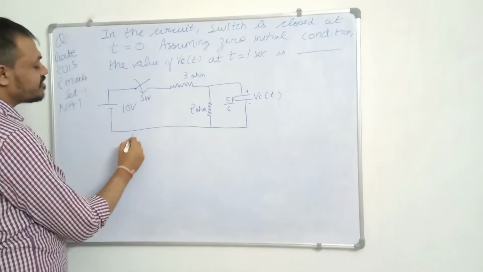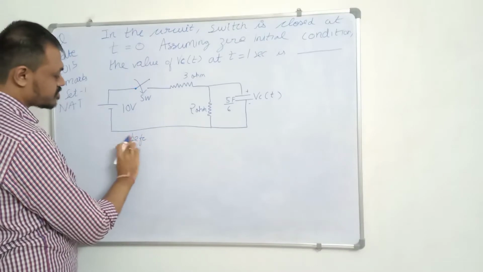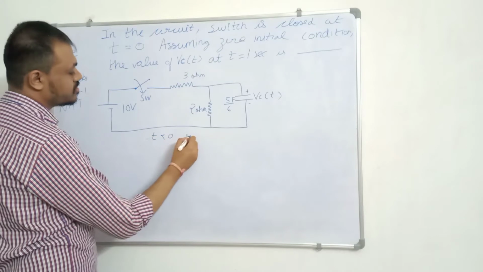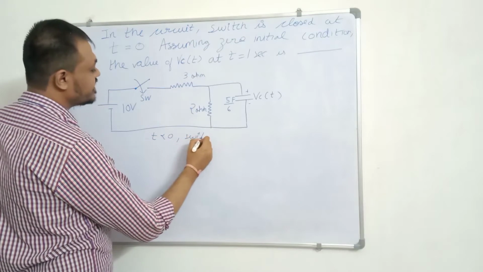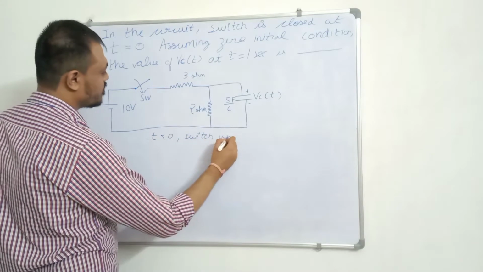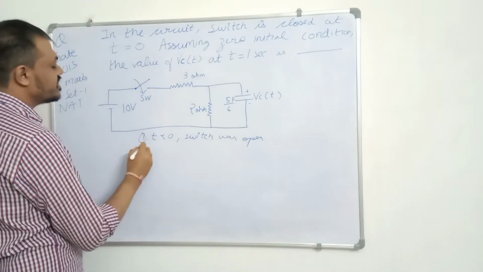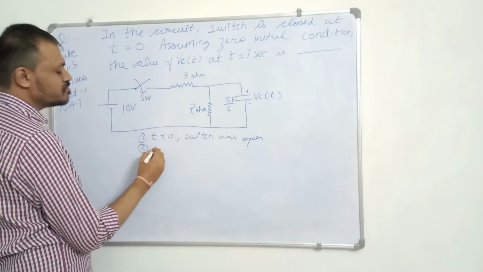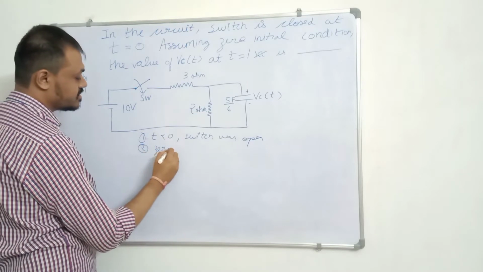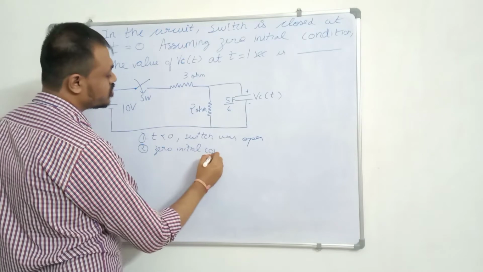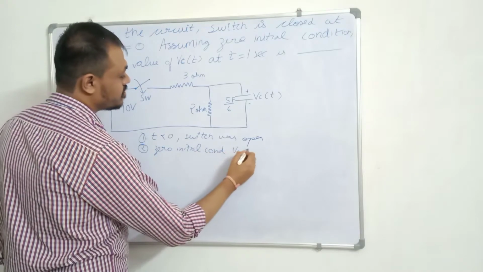So before t equal to 0, for t less than 0, the switch was open. This is the first point. Second point is that we have to assume 0 initial conditions. So Vc(0-) is equal to 0.